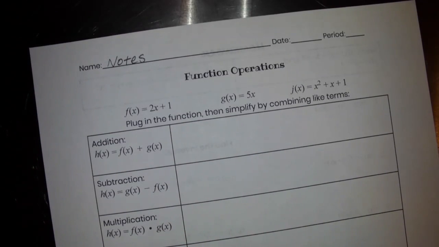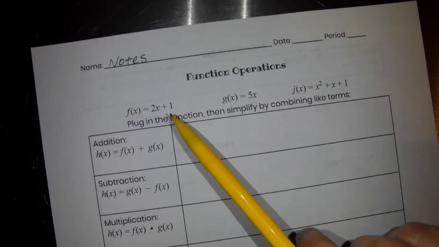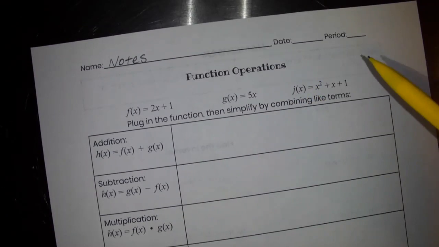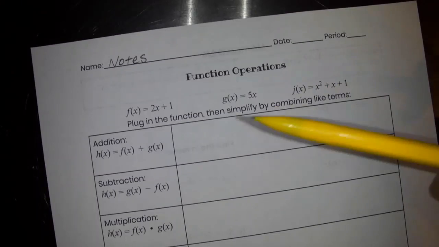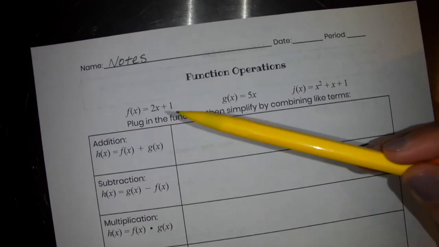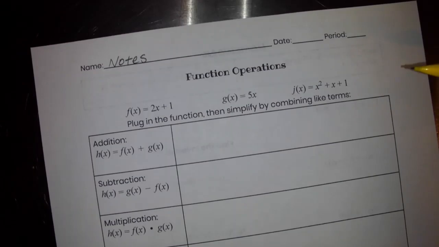In this video, we're going to learn about function operations. You will be given different functions: this is a function f of x, this is function g of x, and this is function j of x. Whatever operation is being shown is what you're going to do with the functions above, and then simplify by combining your like terms.